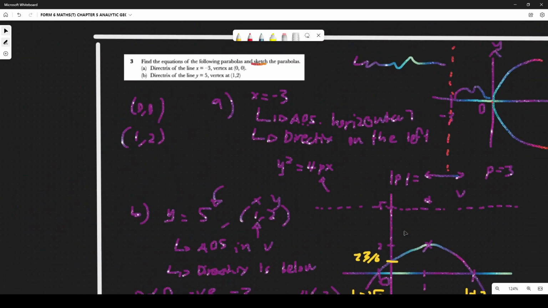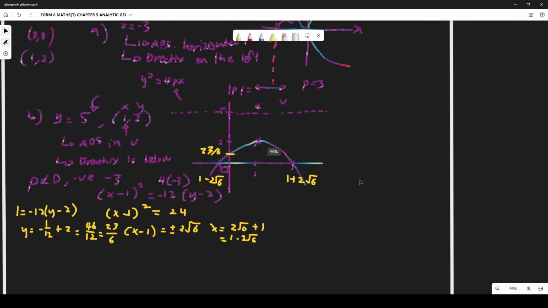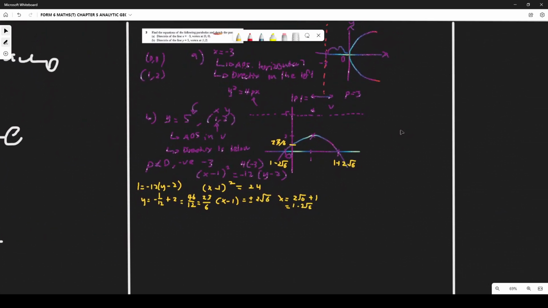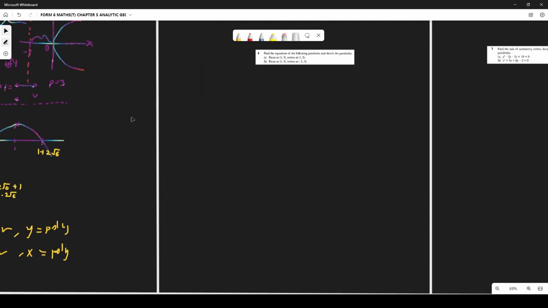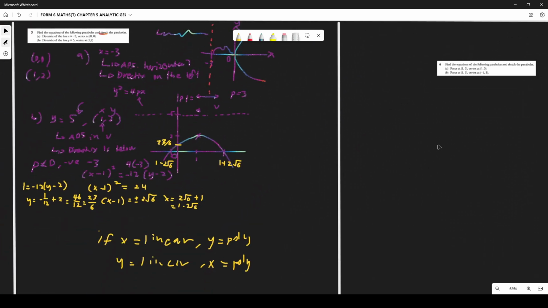So this is parabolas. Parabolas, I would say, are the easiest to calculate because either one will be linear. If x is linear, then y is polynomial; if y is linear, then x is polynomial. So both will never have powers. That makes life easier. But when we go to ellipses and hyperbolas, that's when it becomes harder.